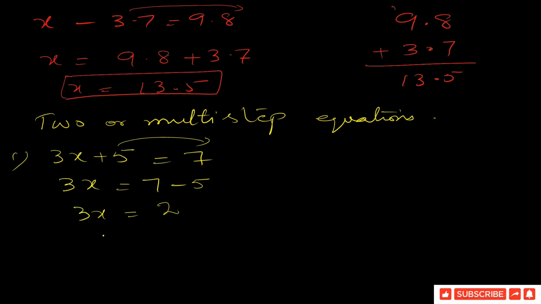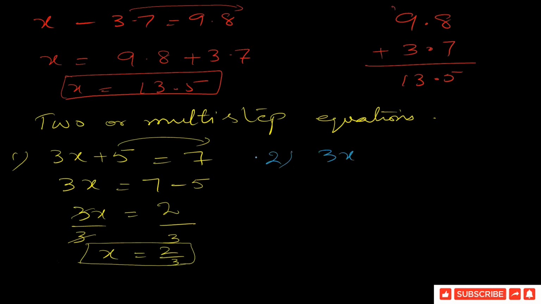And now, as you know, 3 is multiplying this x, so 3 goes to the other side, it will divide. Or we can divide both sides by 3, we get the same answer. Okay, so we are left with x is equal to 2 upon 3. This is your answer, the value of x for the given equation.